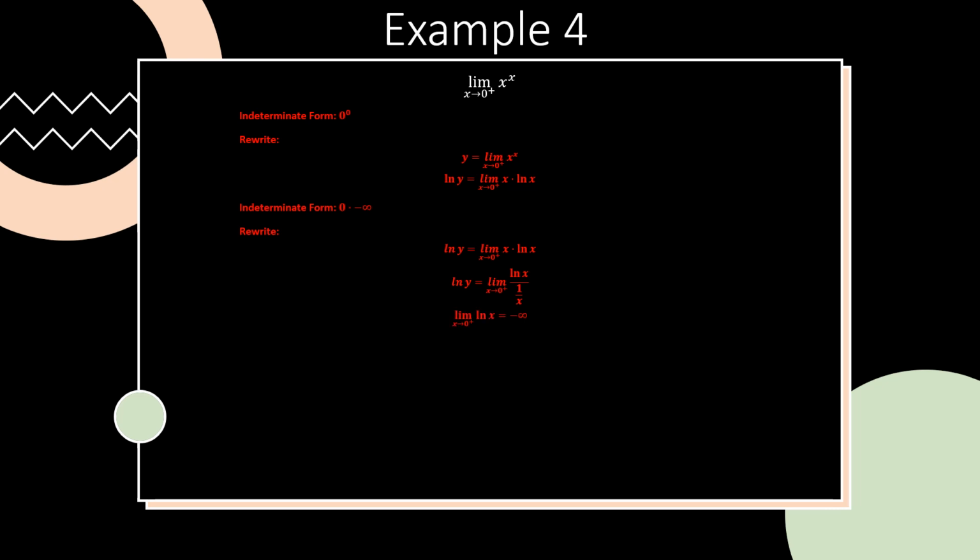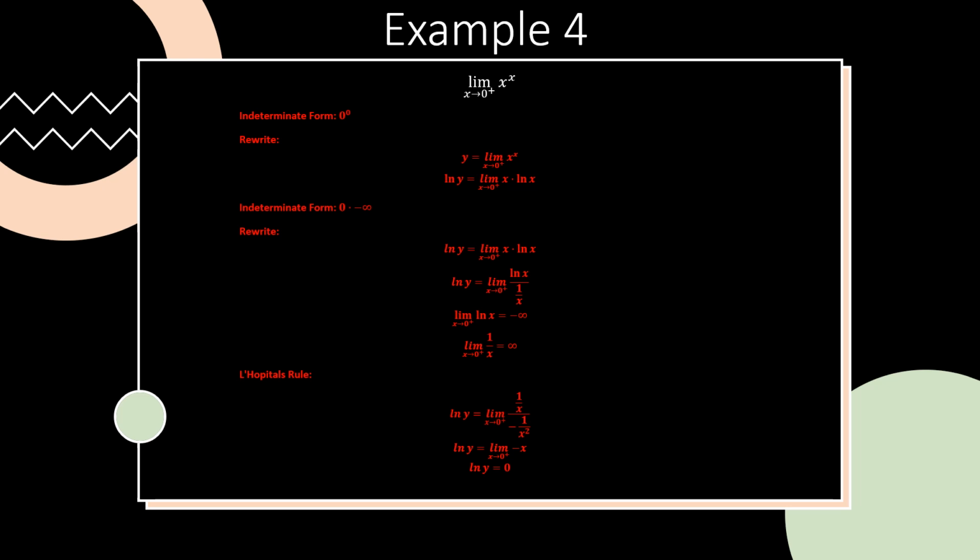All right, so now I'm taking the limit of the top, which gives me negative infinity. I'm going to take the limit of the bottom, which gives me infinity. That is indeterminate for L'Hopital, so I can use L'Hopital's rule. And so I take the derivative of the top and the bottom to get the limit as x approaches 0 from the right of 1 over x over negative 1 over x squared. I'm going to clean that up, which gives me negative x. And then I get ln y equals 0.